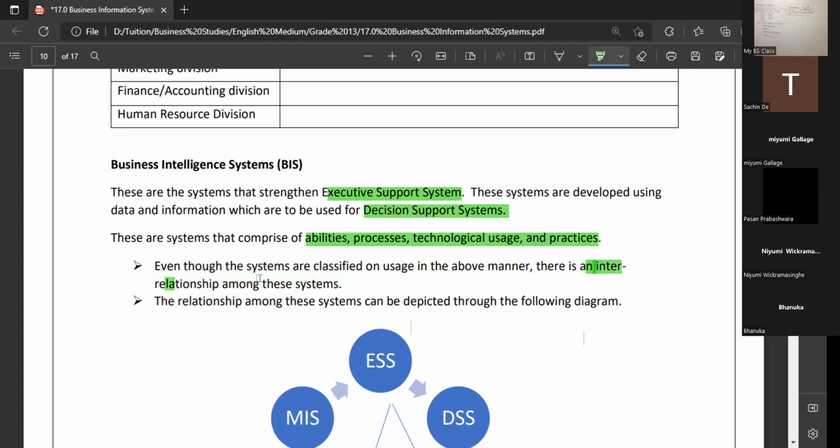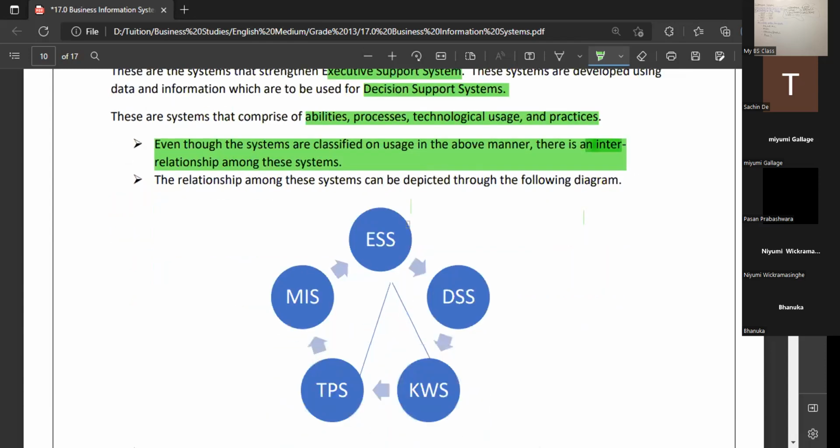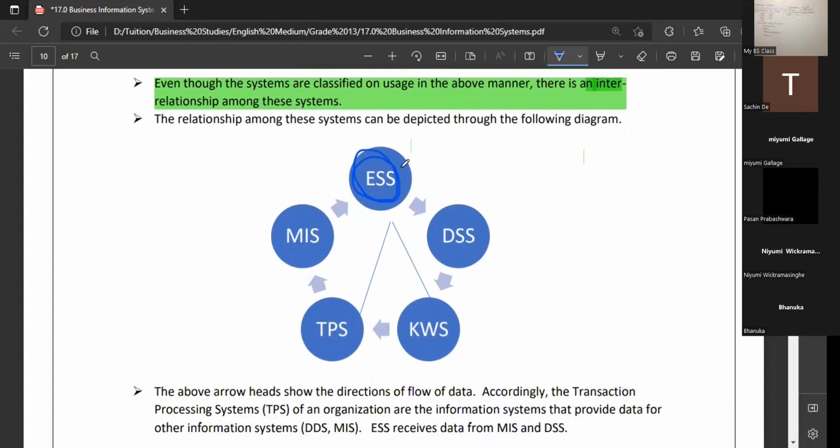Now, for example, if you think about an executive support system, the executive will take decisions, for example, to launch a new product or to go for a new market, right? Now they take the decision and they implement. They want the management level to implement that. So they transfer that to the decision support system.